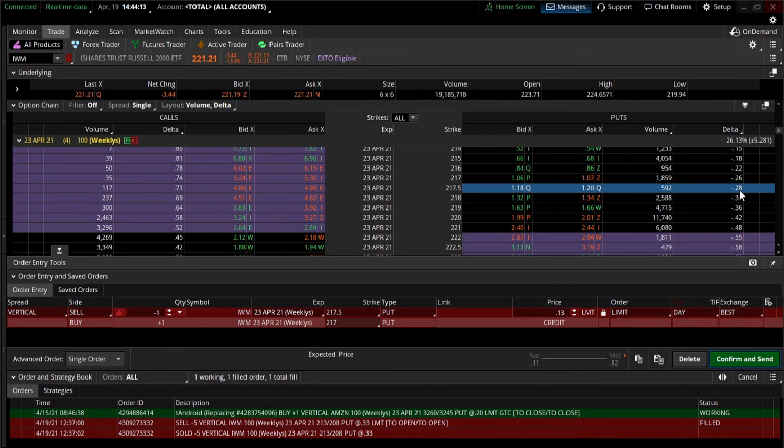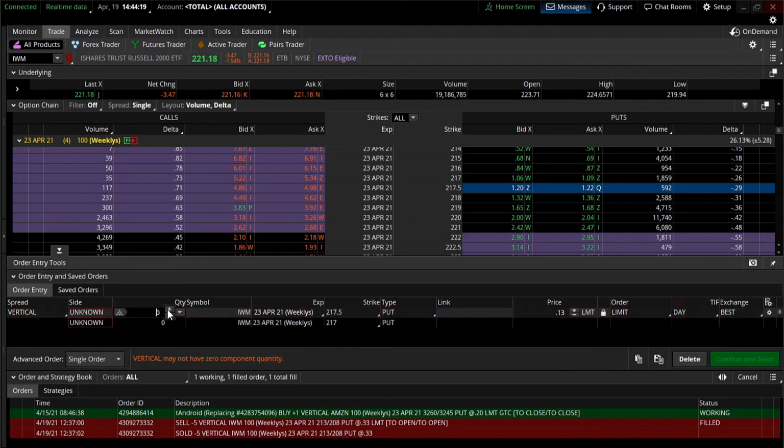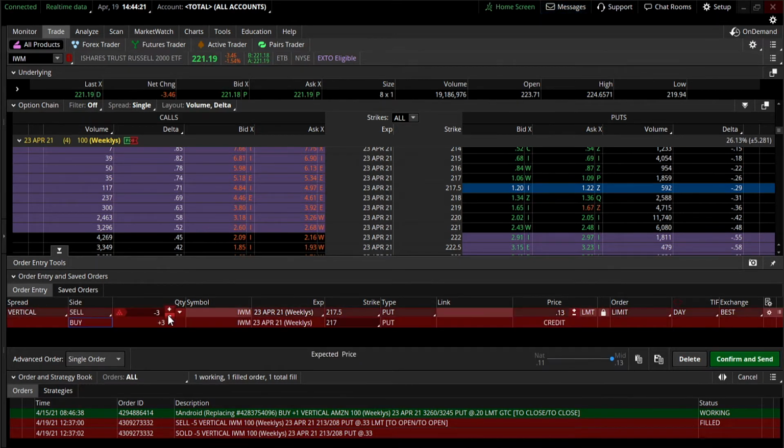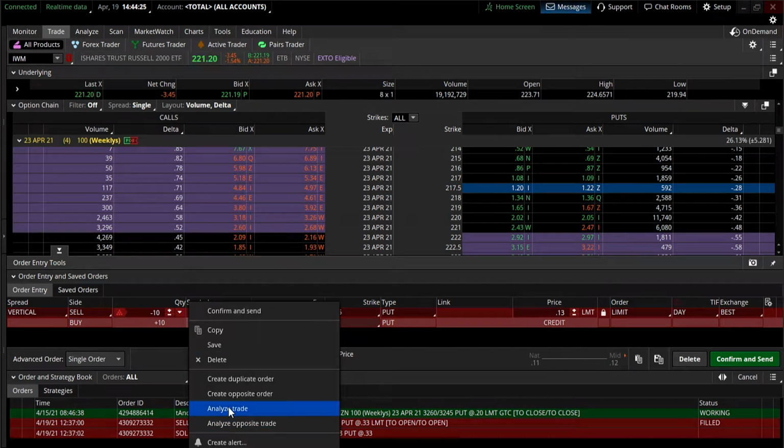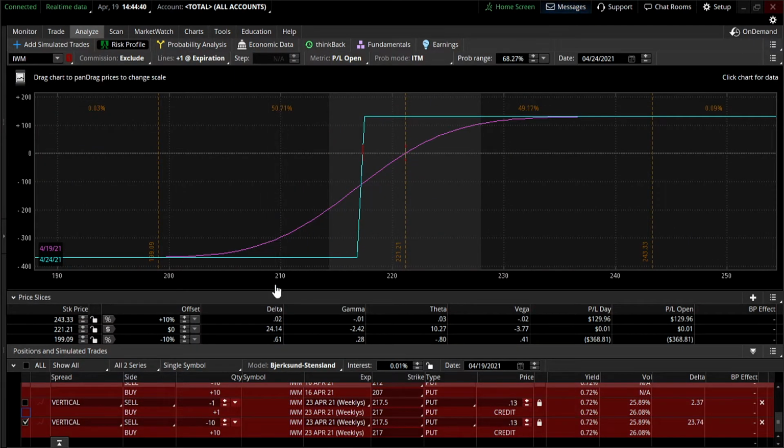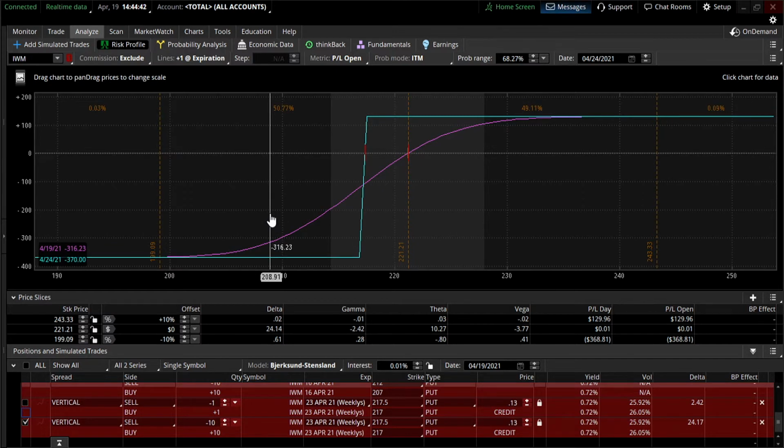So if you got more money than this, and you think, man, I don't want to do a $37 trade, well, you could do this a couple of times. You could do this maybe 10 times. So now if we analyze that trade, the max loss is $370. And the max gain is $130, excuse me.